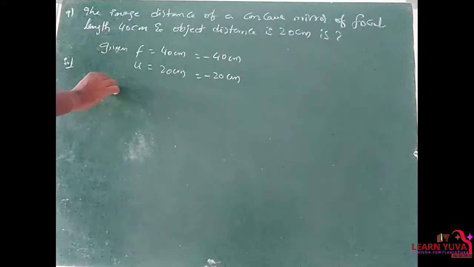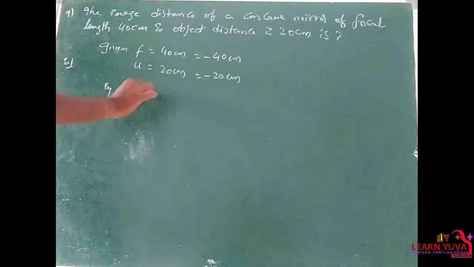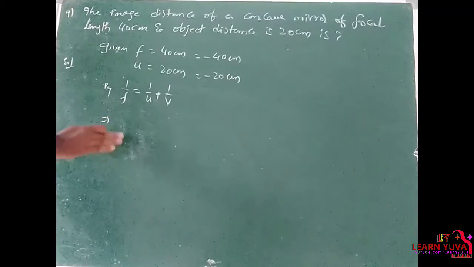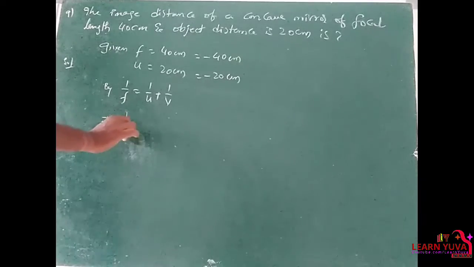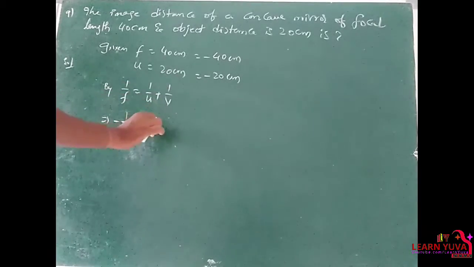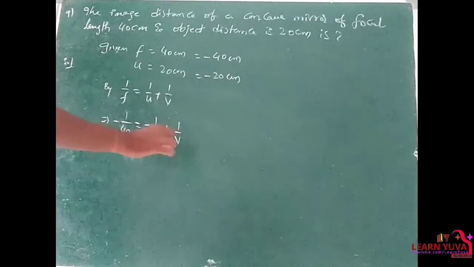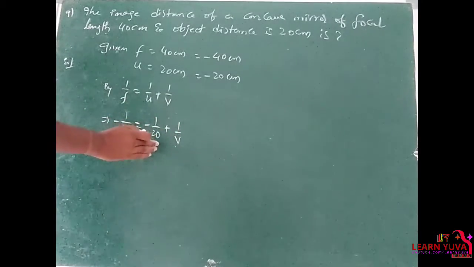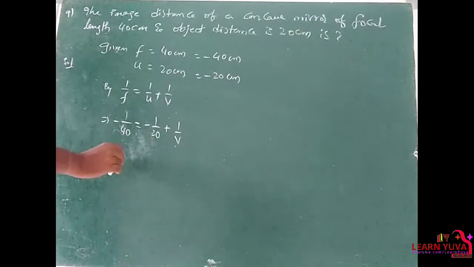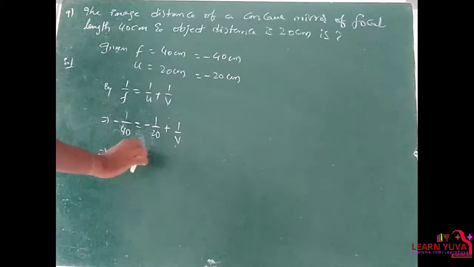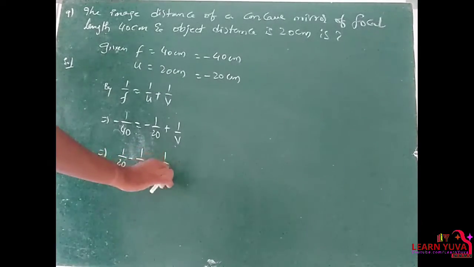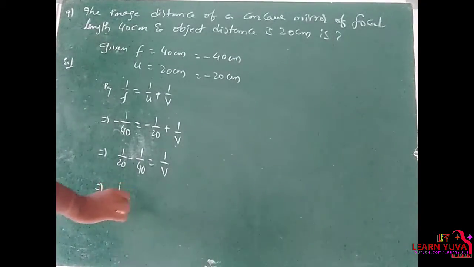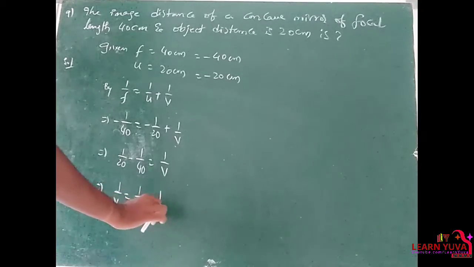So apply the formula 1 by f is equal to 1 by u plus 1 by v. 1 by f value given, so minus 1 by 40 is equal to u value is given, minus 1 by 20 plus 1 by v. We need 1 by v value. So keep this 1 by v here and send this minus 1 by 20 to the left hand side. So that implies 1 by 20 minus 1 by 40 is equal to 1 by v. So that implies 1 by v is equal to 1 by 20 minus 1 by 40.